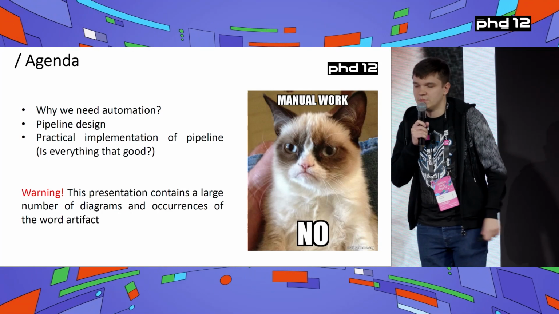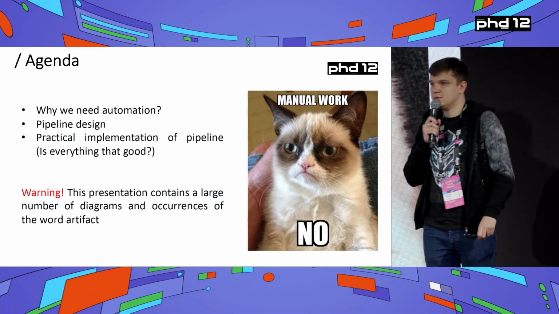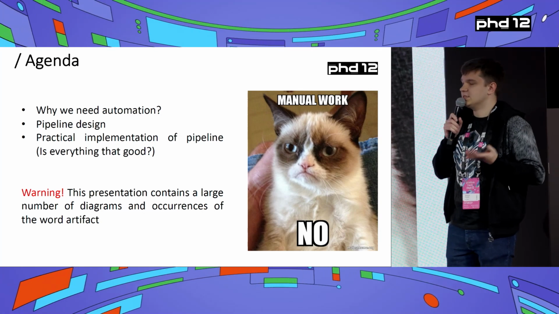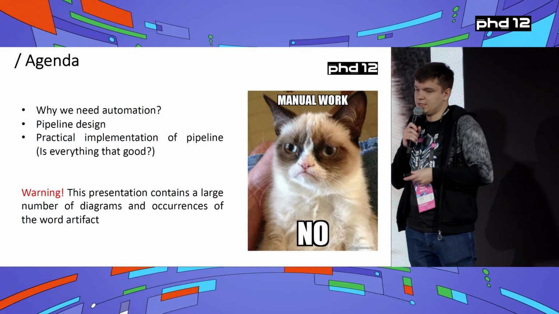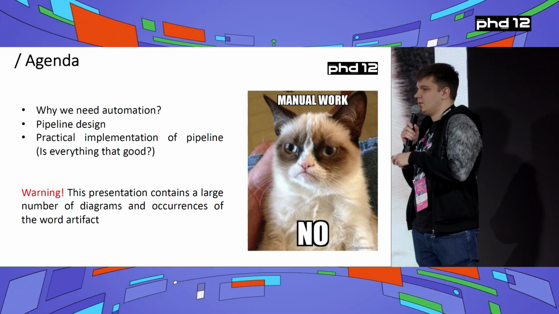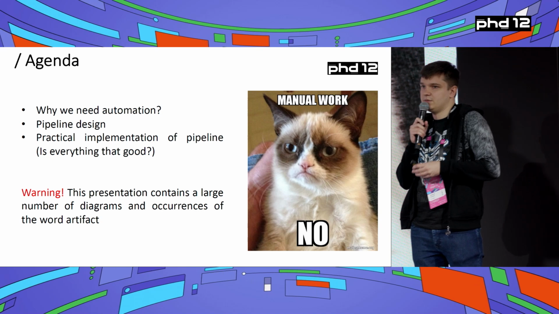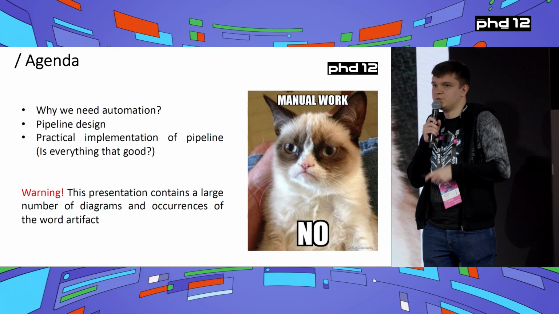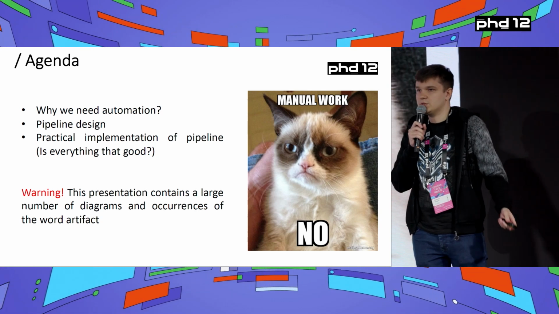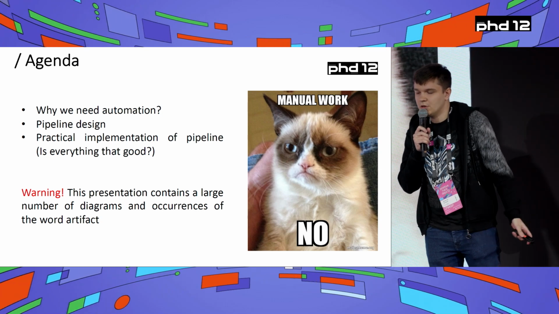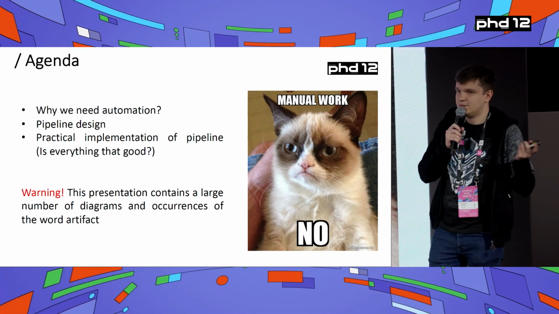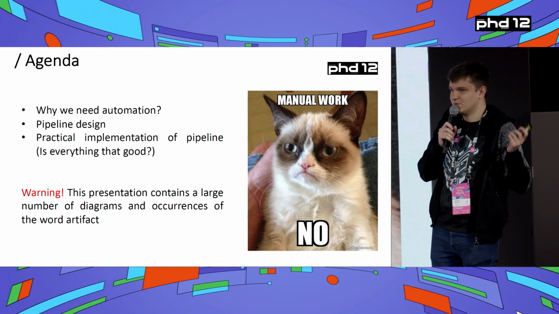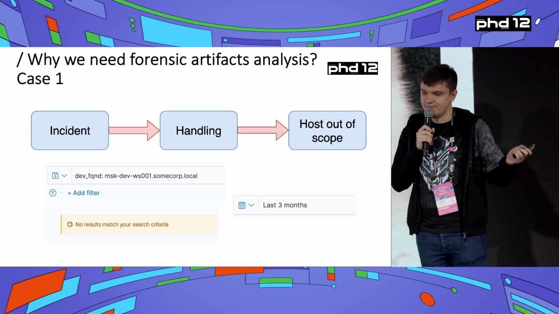Okay, here are the things we are going to talk about. Number one, we'll talk about forensic artifacts, where they stem from and why we need them. Then we will try to develop a kind of a pipeline for processing artifacts, and then we'll try to give it some practical spin to see how it all works in real life. A caution. The presentation has a lot of artifact words in it.